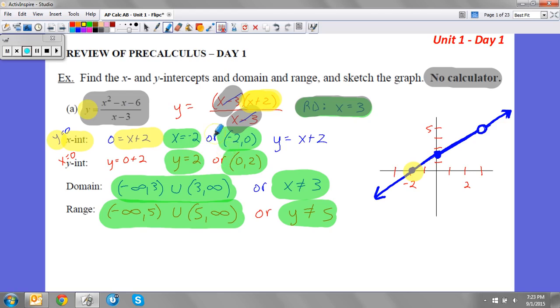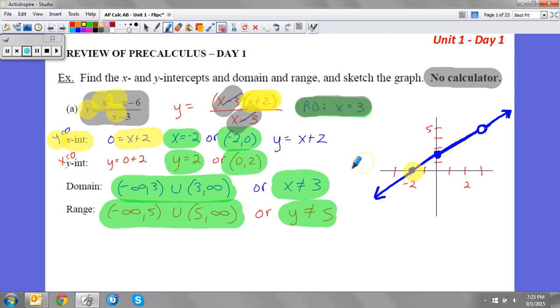Remember, these are the only forms I'm accepting as far as how you're going to show the x-intercept. For the y-intercept, I'm going to put x is equal to 0. So that's the easier one. If I just plug in 0 here, here, and here, I'm going to have negative 6 over negative 3. It gives me a positive 2. That's why y is equal to 2 is my y-intercept. Otherwise, as a point, 0, 2.